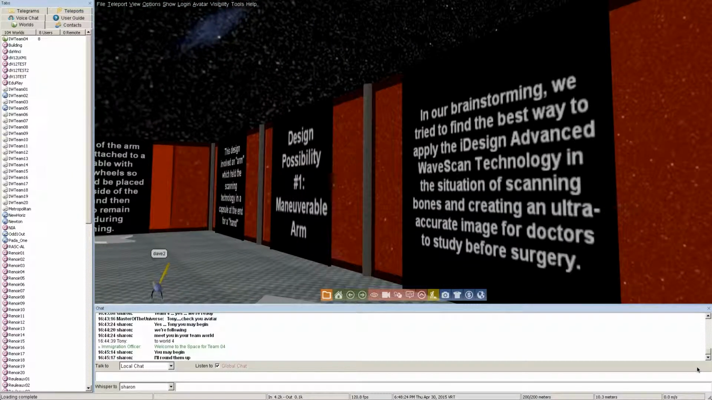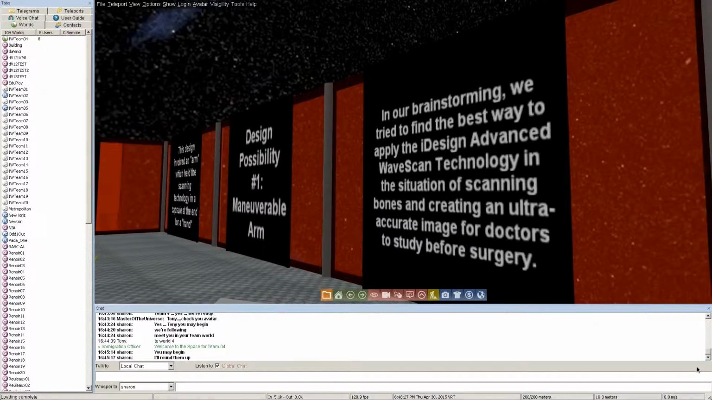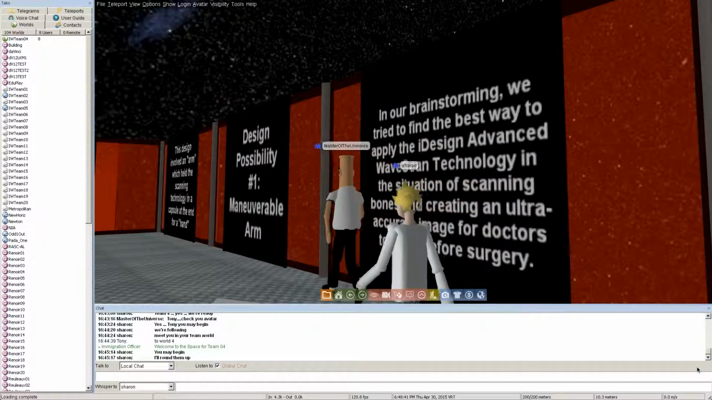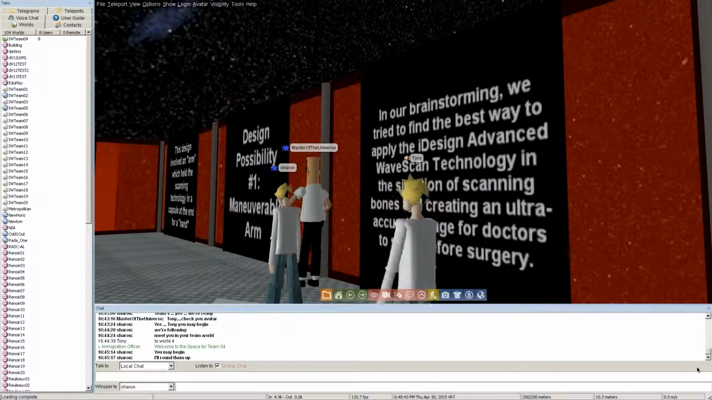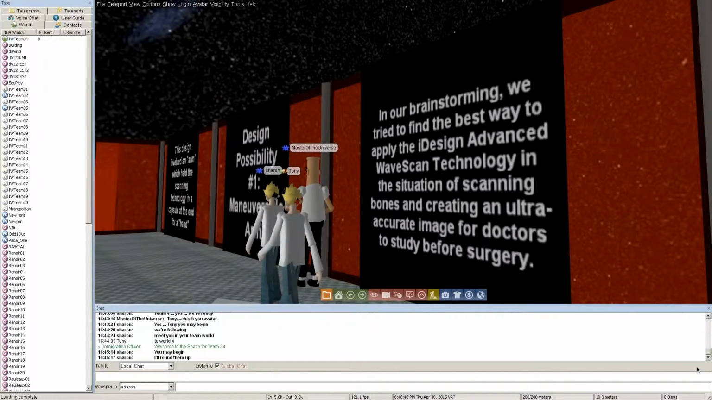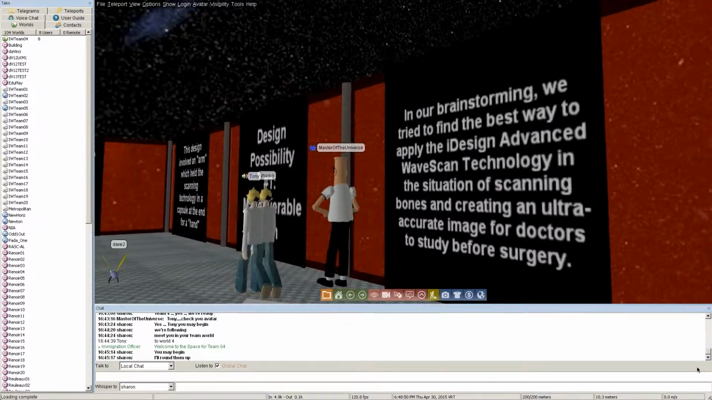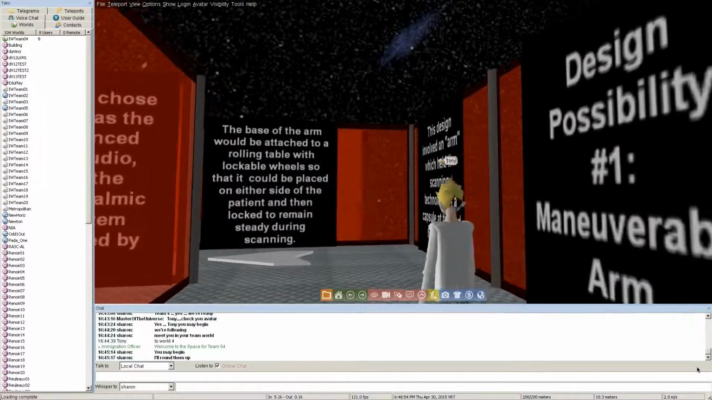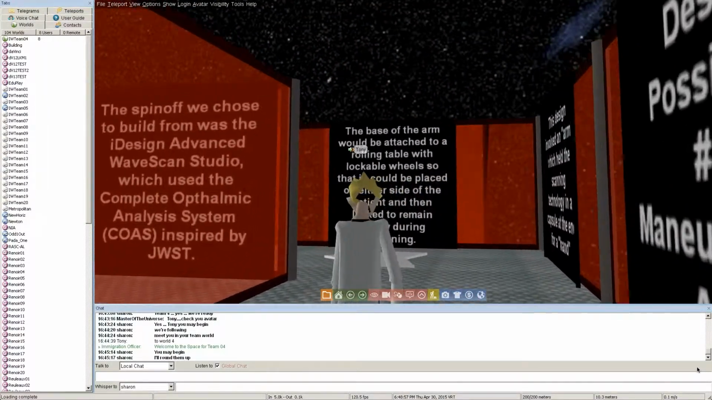Okay, so it's Tony again, and I'm going to talk to you guys about the next step in the engineering design process, which was to brainstorm some different designs that could be used to solve this problem within the criteria and constraints that we set for ourselves. So we created two main design possibilities, and the first of these was a maneuverable arm type design, in which an arm would be attached to a table with wheels at the bottom and a capsule at the end which had the scanner within it.